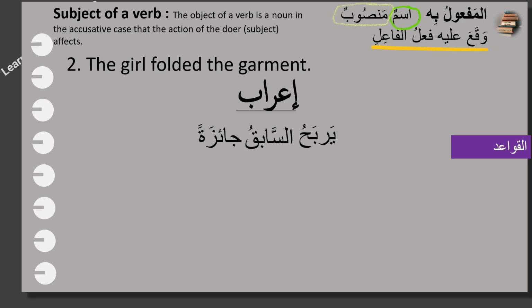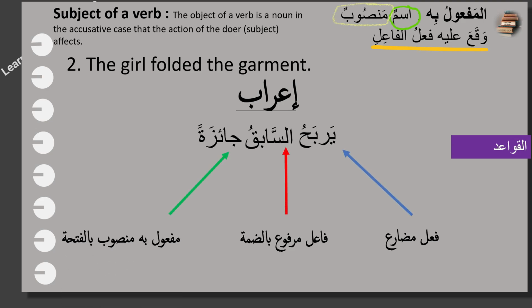يربح السابق جائزة. يربح, what type of فعل is this? Is this past tense? Remember, this is not past tense. This is فعل مضارع. Okay, present tense or future tense. But here يربح is present tense. سابق فاعل مرفوع بالضمة. جائزة مفعول به منصوب بالفتحة.